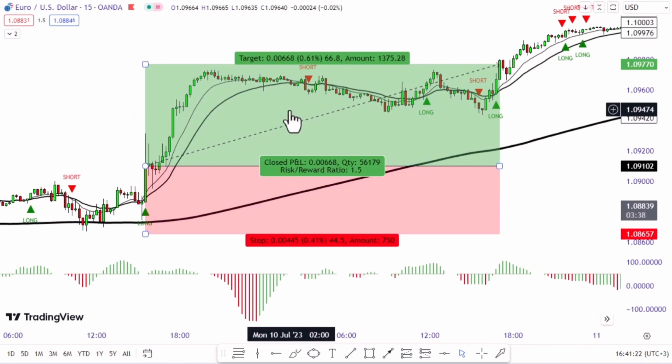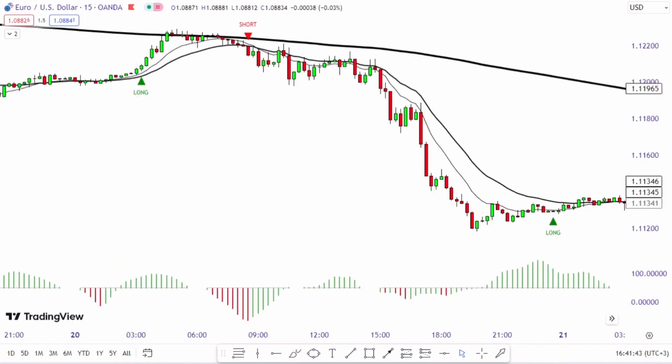Shifting gears to the short side, let's line up for success there too. It begins with the Range Filter version 2 indicator flashing a sell signal. Then watch for the 10 EMA and 20 EMA to be below the 200 SMA, signaling a downtrend.